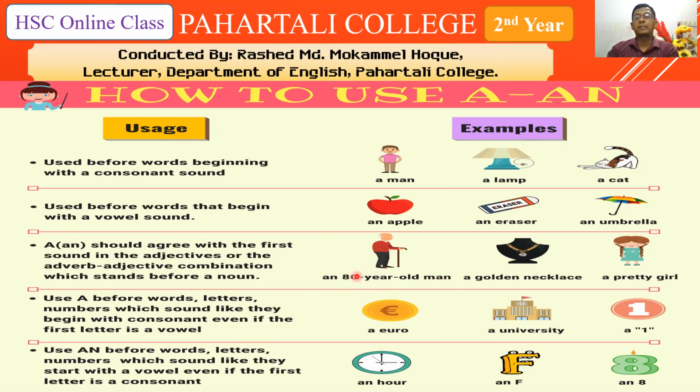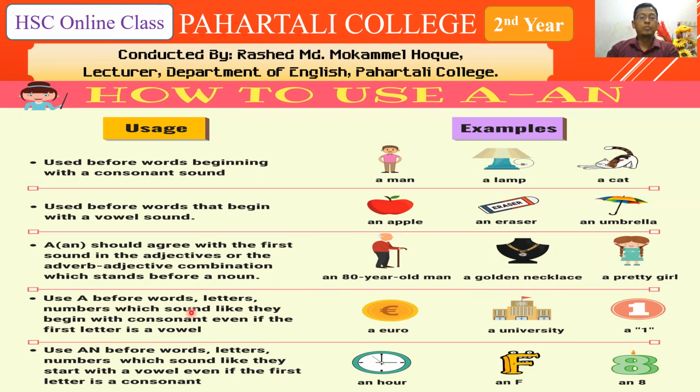So that's why, a golden necklace. What type of necklace? A golden necklace. A pretty girl. What type of girl? A pretty girl. Pretty is an adjective, golden is an adjective. But necklace is a noun. Girl is a noun. That's why a is used before these.